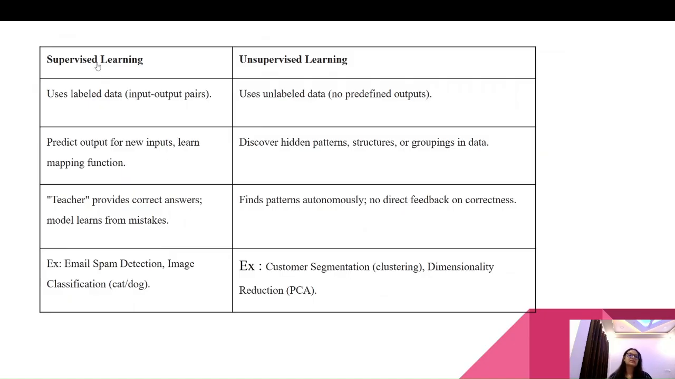The second: distinguish between supervised learning and unsupervised learning. Supervised learning uses labeled data, input and output pairs. Unsupervised learning uses unlabeled data, no predefined output. Supervised learning predicts the output of a new input by learning mapping functions, whereas unsupervised learning discovers hidden patterns, structures or groupings in data. In supervised learning a teacher provides correct answers and the model learns from its mistakes, whereas unsupervised learning finds patterns autonomously, with no direct feedback on correctness. Supervised learning examples are email spam detection and image classification, cat or dog. Unsupervised learning examples are customer segmentation clustering and dimensionality reduction, PCA.